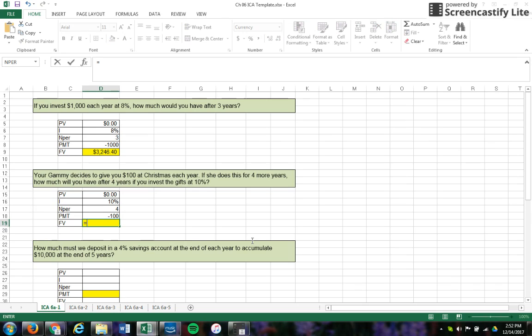With any of these problems, it's really good to draw timelines. If you're not sure how to draw a timeline for an annuity, go back to the PowerPoint slides. I show you in detail how to do that there. Okay, so we're going to use our FV function because we're calculating the future value. We want our rate of 10%. Number of periods is 4. Payment is 100. Our present value is 0.